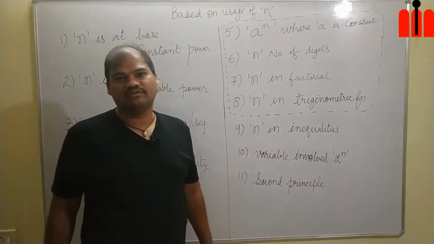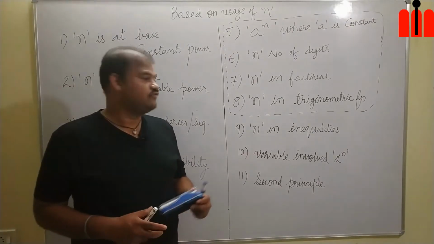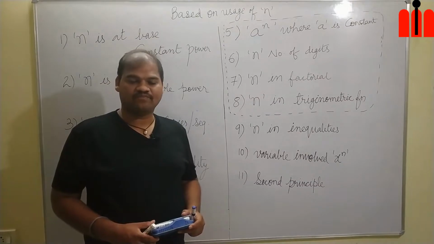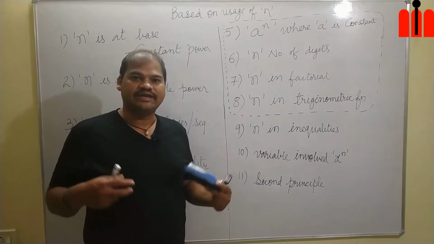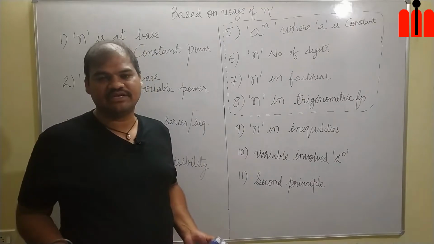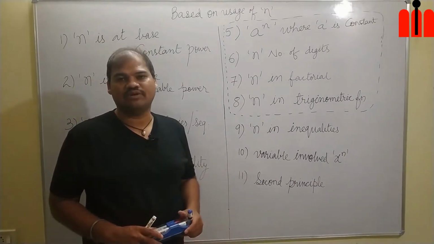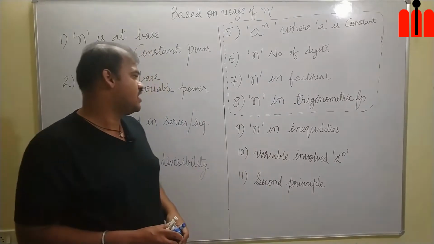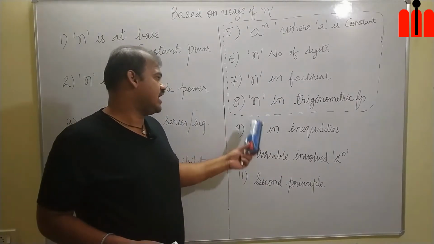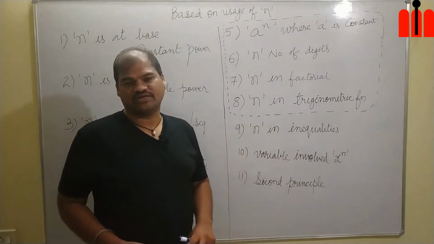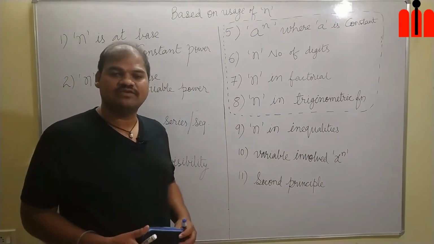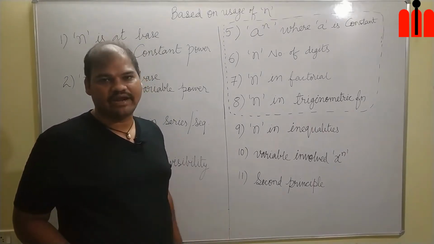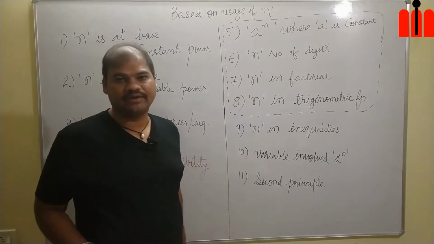And in factorial, we will discuss what is factorial in this category. If you want a detailed explanation, then go to my permutation and combination class to understand what is factorial. Now, in category 8, n in trigonometric function. So, n is involved in the trigonometric function. Such type of problems are addressed in category 8.